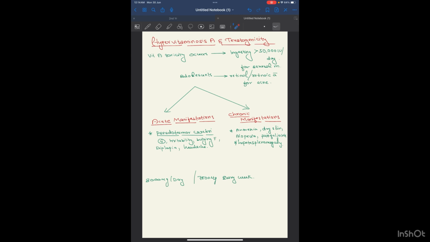There are acute manifestations and chronic manifestations. In acute manifestation, that is pseudotumor cerebri, it includes vomiting, irritability, bulging of the fontanelle, diplopia, and headache. In chronic manifestation, anorexia, dry skin, alopecia, painful joints, and hepatosplenomegaly. WHO recommends that vitamin A intake during pregnancy should not exceed 3,000 micrograms per day or 7,500 per week. Vitamin A is teratogenic if taken in high doses in early gestation. Thank you.